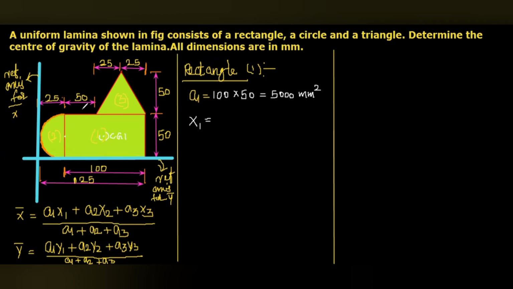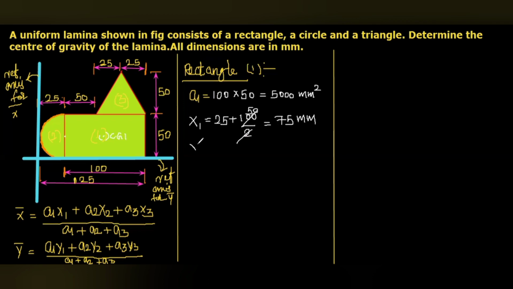But we need to calculate the CG1 from the reference axis, the leftmost line. From the leftmost line up to this edge, the overlap between semicircle and rectangle, that is 25. And from the overlap to the CG1, that is 50. So we can write 25 plus 50, or otherwise we know that 100 by 2 is 50. So 50 plus 25, that is 75 mm.